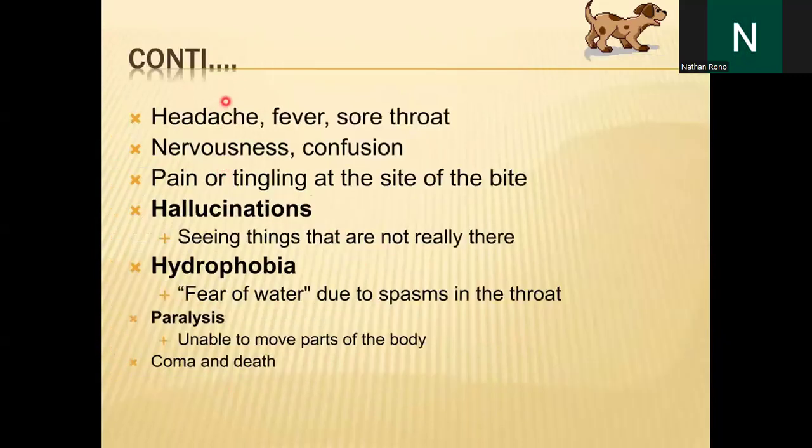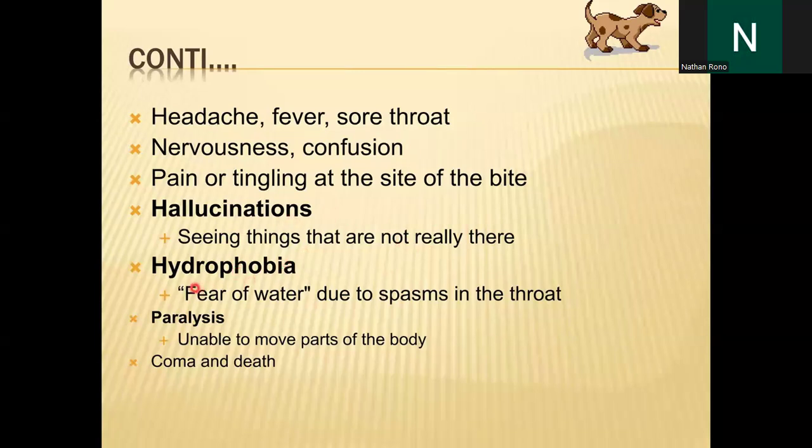So we also have headache, fever, sore throat. These are called the prodromal symptoms that occur before. These are the worst symptoms. These ones occur before. Pain and tingling at the site of the bite, hallucinations. This is when the virus reaches the brain. Hallucinations is seeing things that are not there. It can be visual hallucinations, auditory hallucinations where you're hearing things that are not there, tactile hallucinations where you're feeling like someone is touching you and it does not exist, okay? So hallucinations can occur in all the 5 senses.